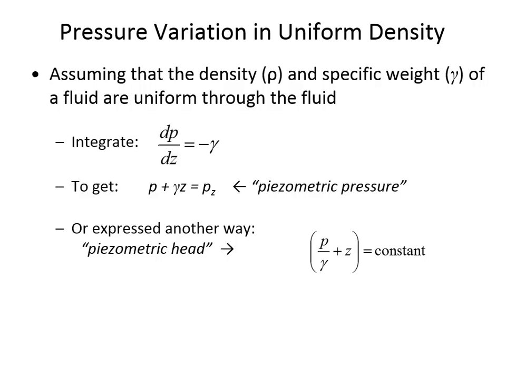So if we compare 1 versus 2, location 1 has more P because it's deeper under the water. So the pressure at 1 will be greater. But location 2 has more Z. And so if we travel from 1 to 2, we're going upward through the column. We're gaining Z and losing pressure.